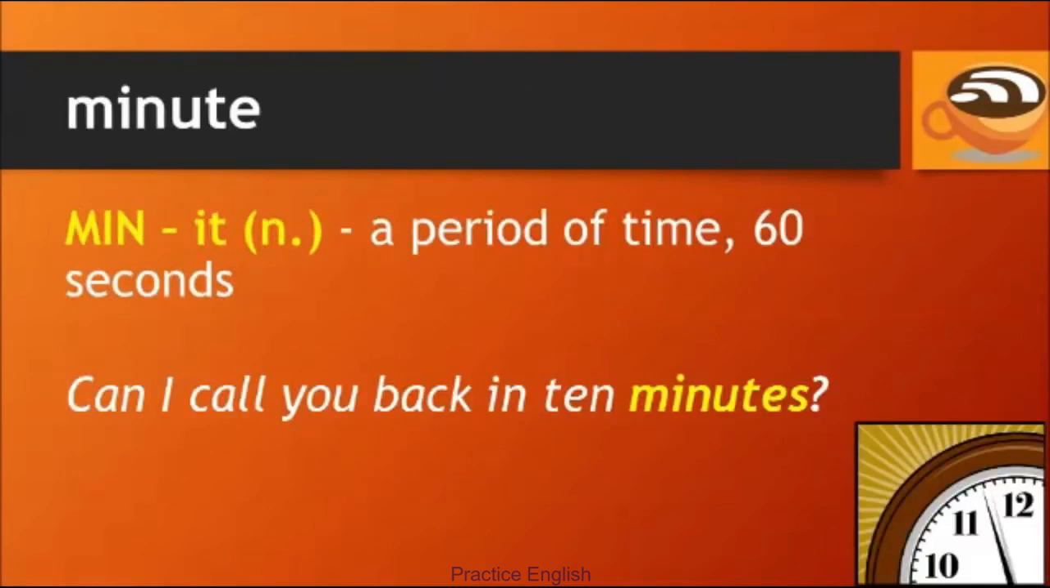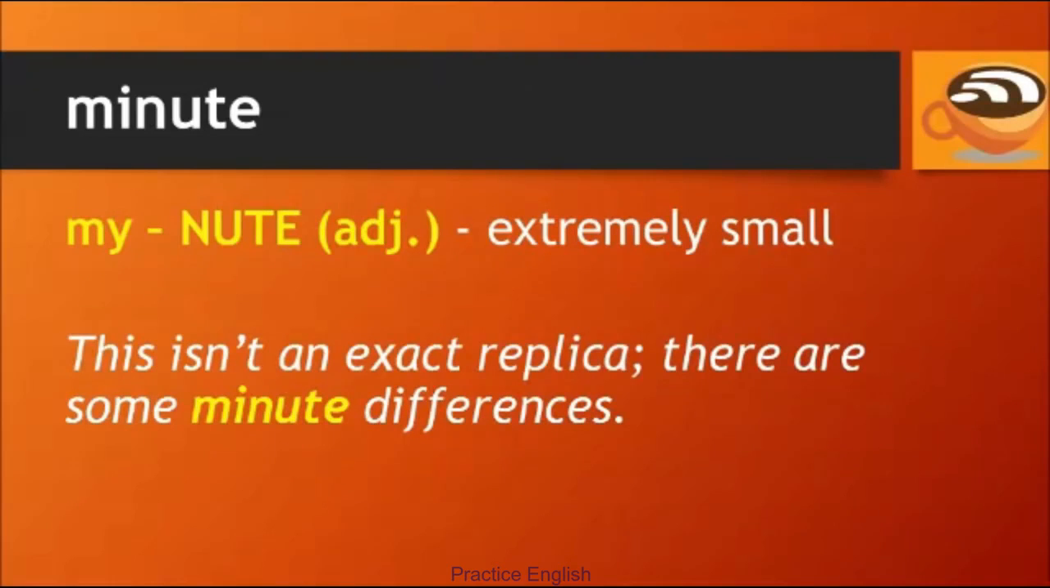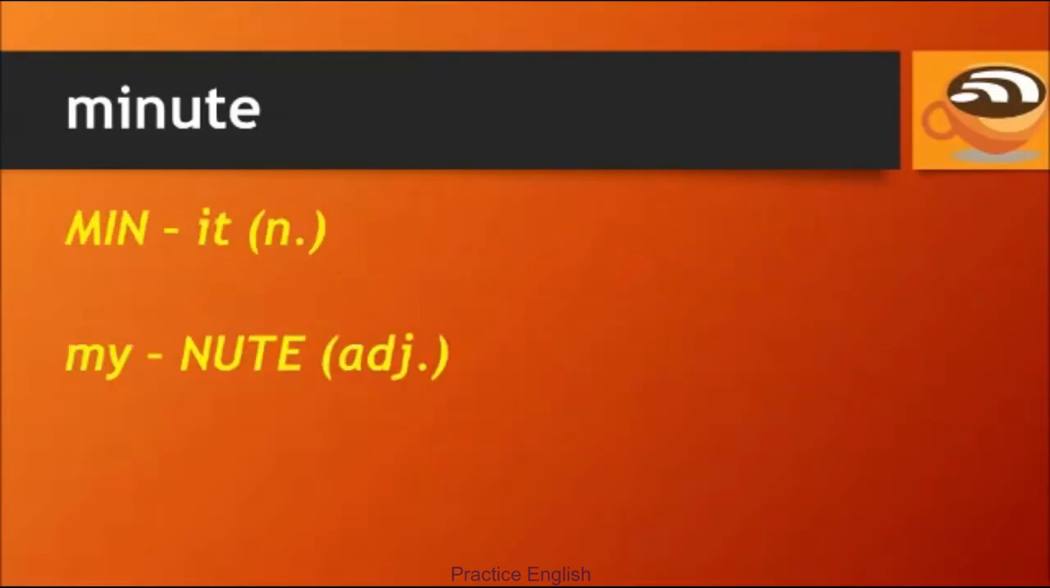Our next one is minute and minute. A minute is a period of time, 60 seconds. For example, can I call you back in 10 minutes? The word minute is spelled the same way, but it's an adjective, meaning extremely small. For example, this isn't an exact replica. There are some minute differences. Minute, minute.